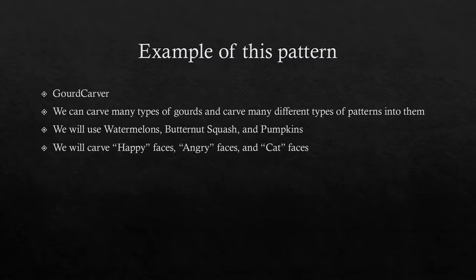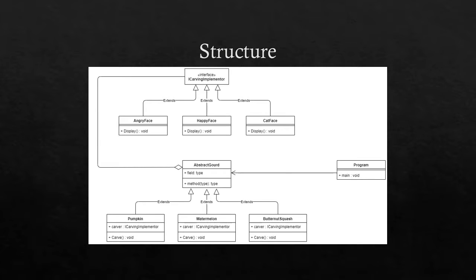So for my example of this pattern, this will be the gourd carver program. We can carve multiple types of gourds and carve different types of patterns into them. We will use watermelons, butternut squash, and pumpkins, and we will carve happy faces, angry faces, or a cat face. Here you can see the class diagram describing the structure of the gourd carving program.